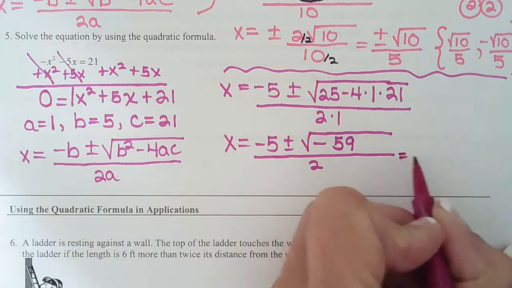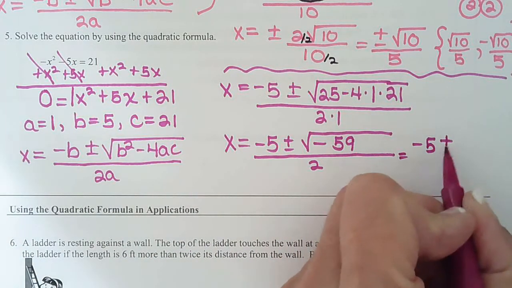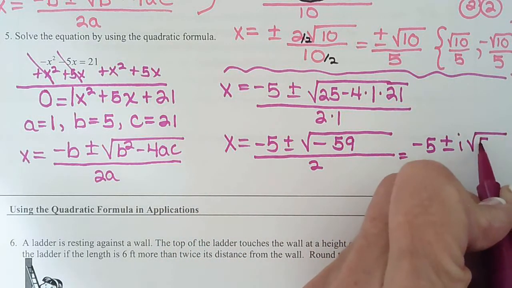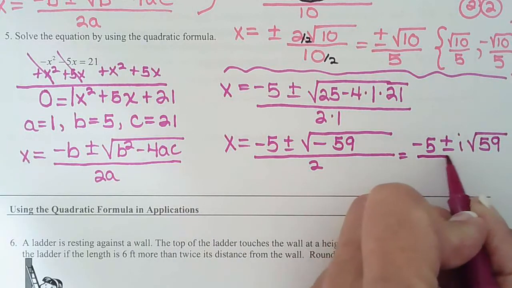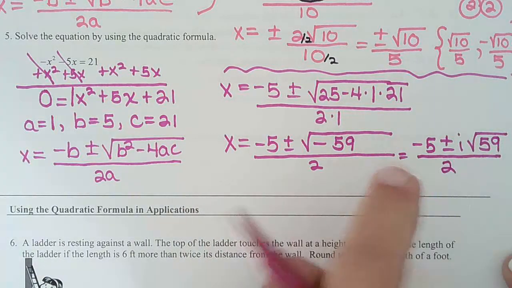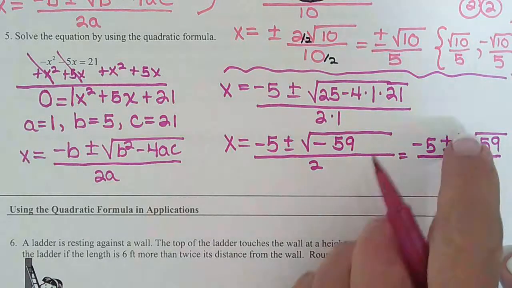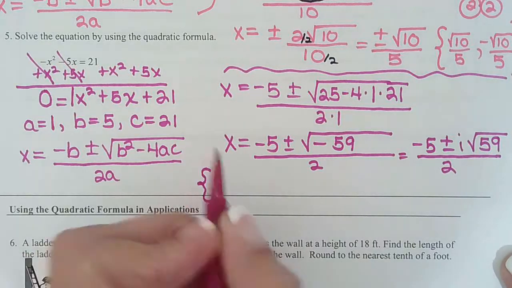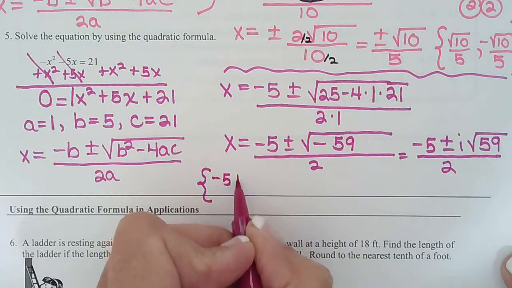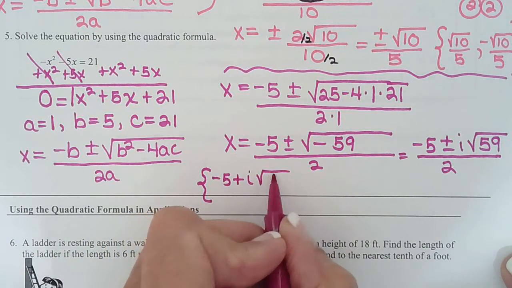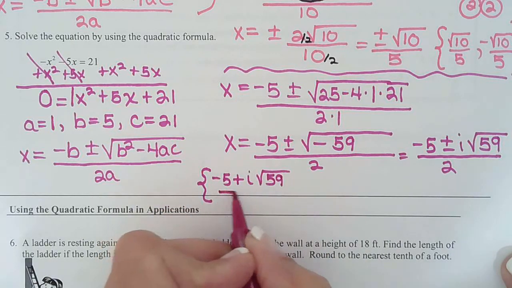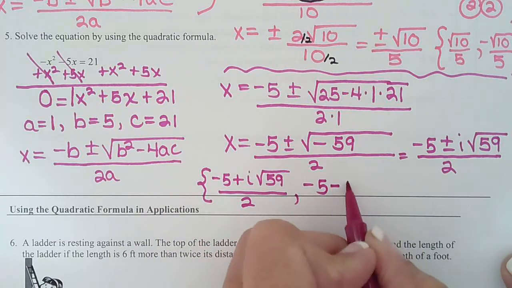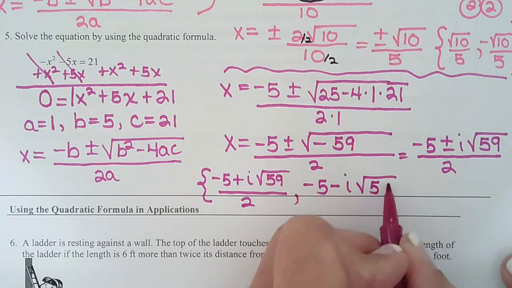So this simplifies to -5 plus or minus I radical 59. And again, we can't break down the 59 because it's prime, which means it has no pairs, and 2. I look for anything common. Nothing's common in the 3 outside numbers besides 1. So we're ready to write our 2 solutions. So -5 plus I radical 59 over 2, and -5 minus I radical 59 over 2.